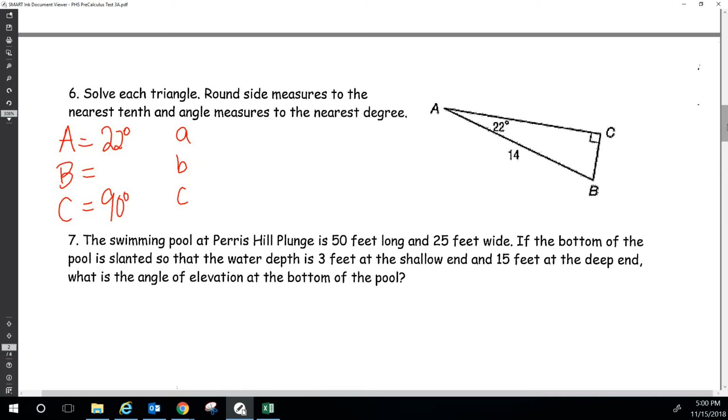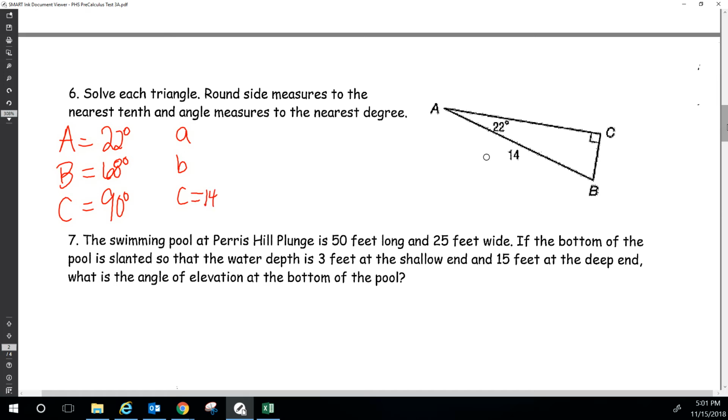So 180 degrees is how many degrees are in a triangle, minus 90 degrees would be 90. 90 minus the 22, that is angle A, gives us 68 degrees for angle B. My little a, little b, little c are opposite. So we don't know little a. We don't know little b, but we do know little c is 14.